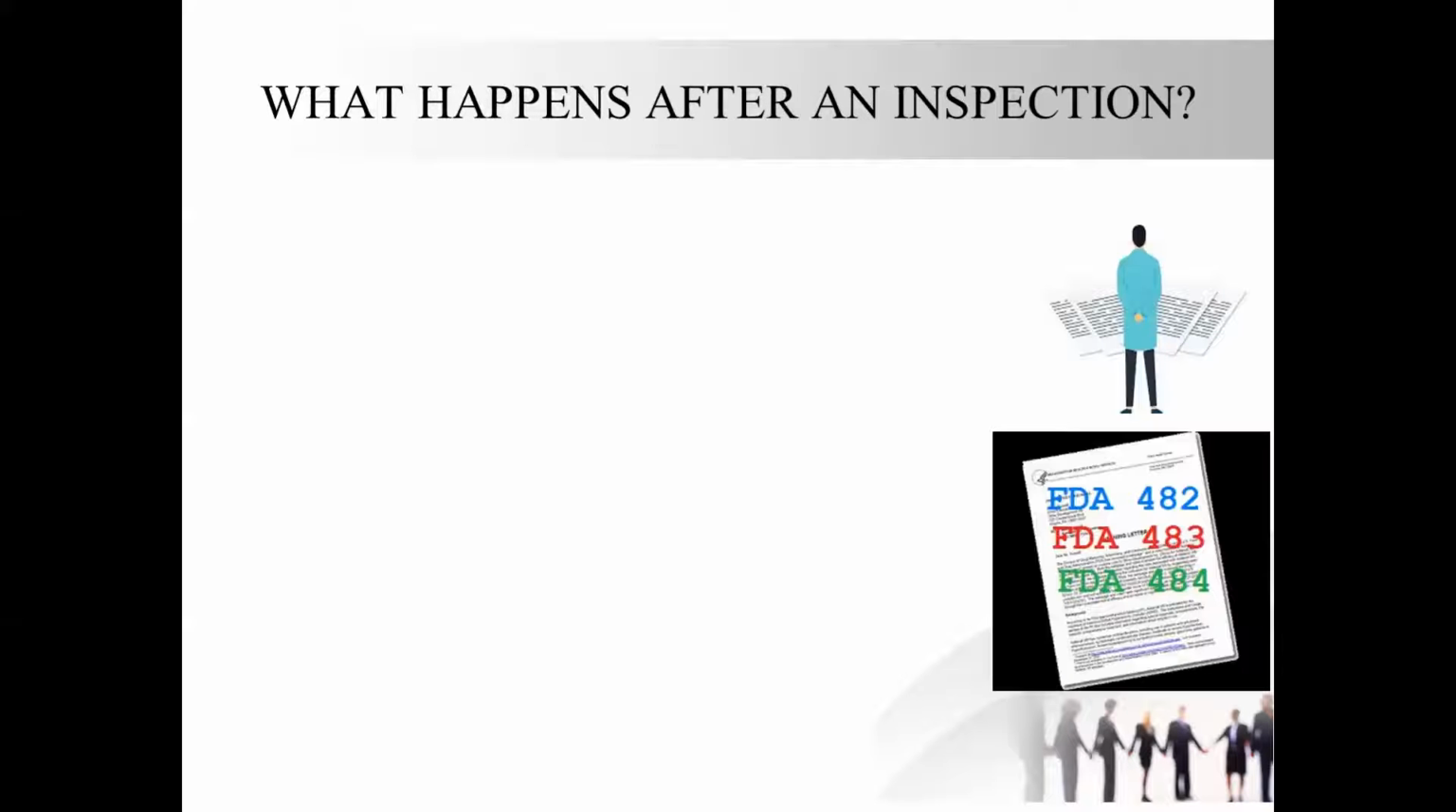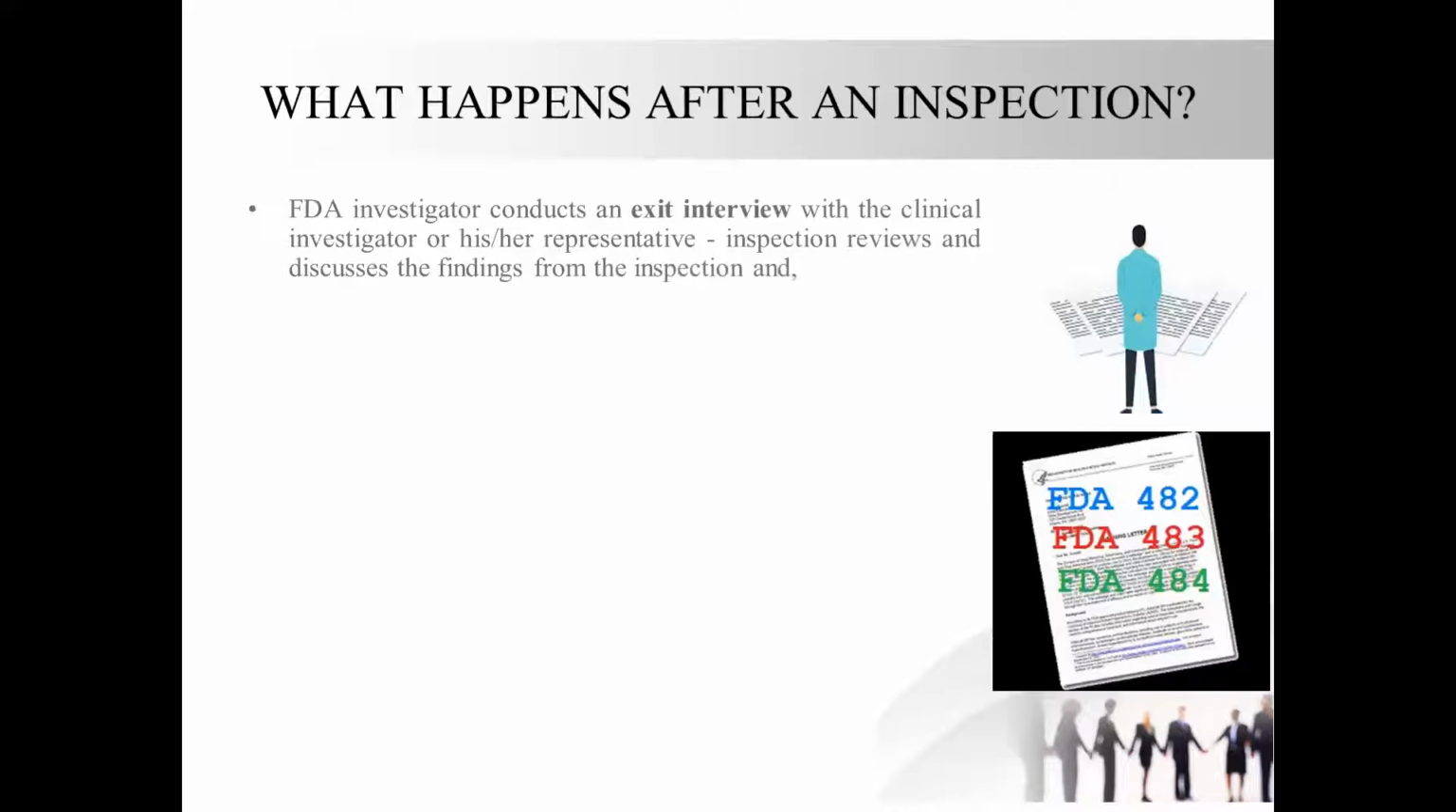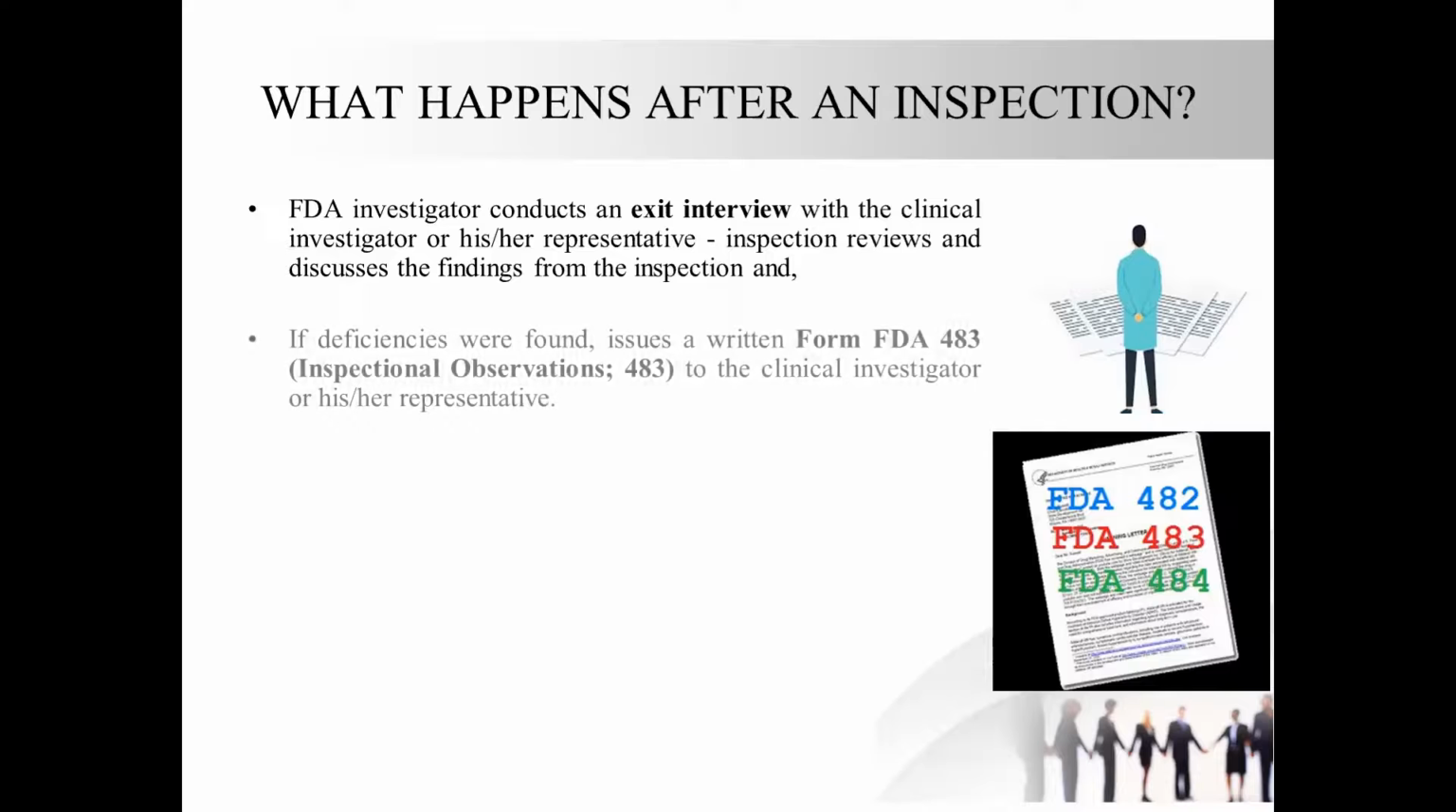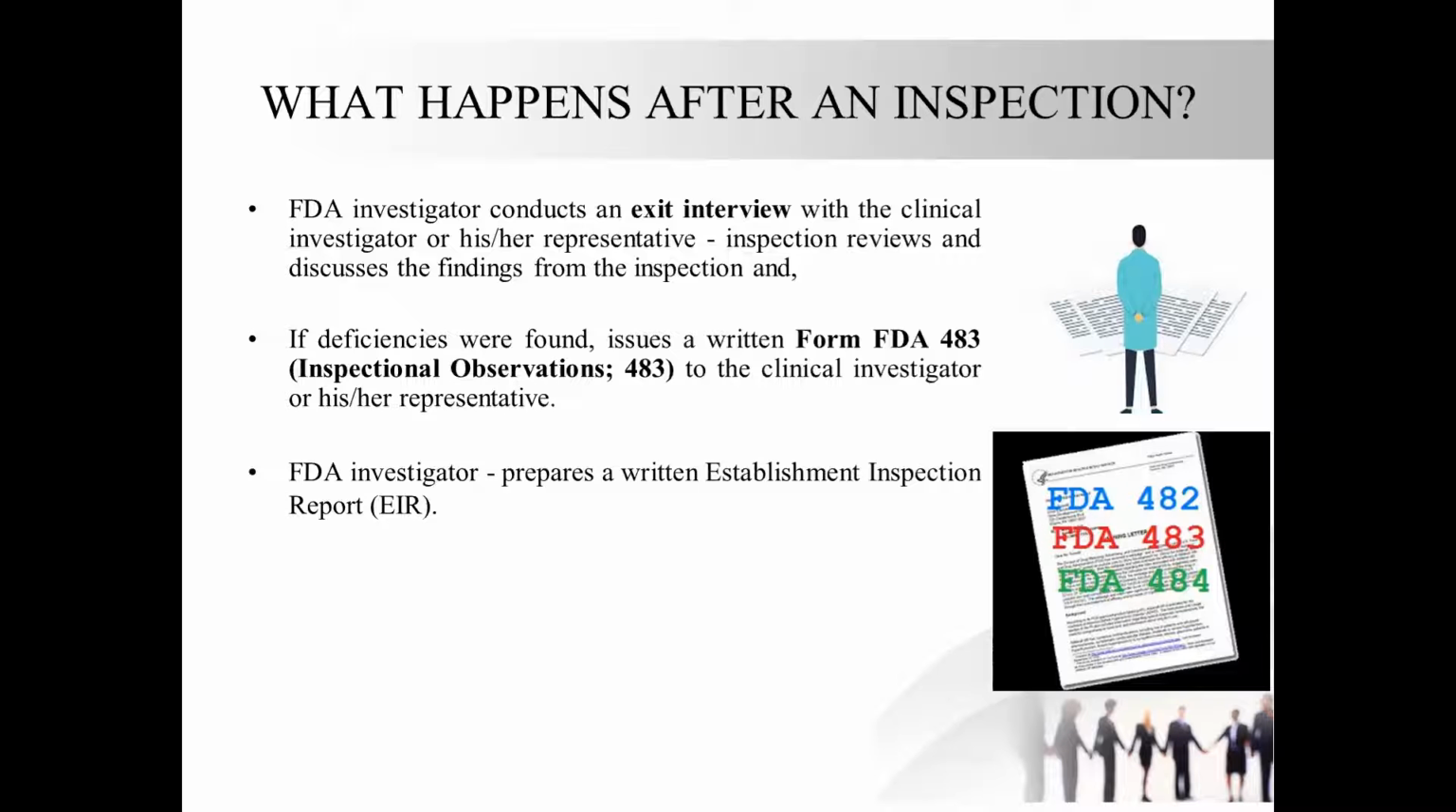Once the inspector has gone through all these things, what happens after the inspection is that there could be an exit interview. Actually, most of the time there is an exit interview where the inspector sits with the investigator, and sometimes the entire team, and shares his opinion. And this is how we got the first opinion I had mentioned earlier regarding the coercion factor. If deficiencies were found, a written form, FDA 483, is given to the clinical investigator or his representative regarding the deficiencies. Then the FDA investigator prepares a written EIR, that is the Establishment Inspection Report.